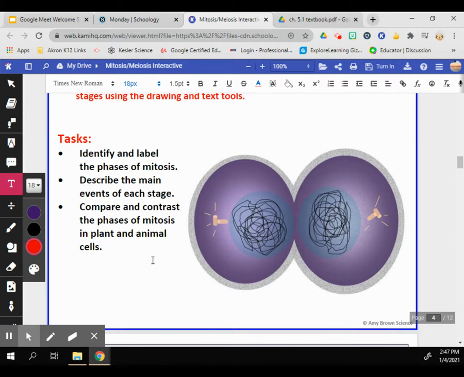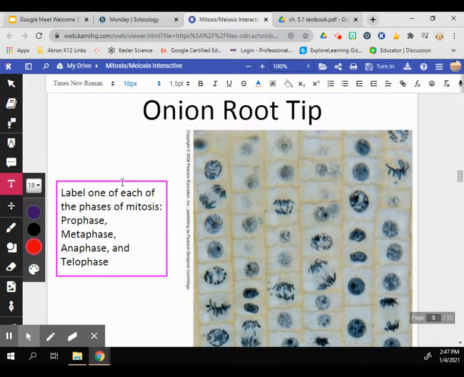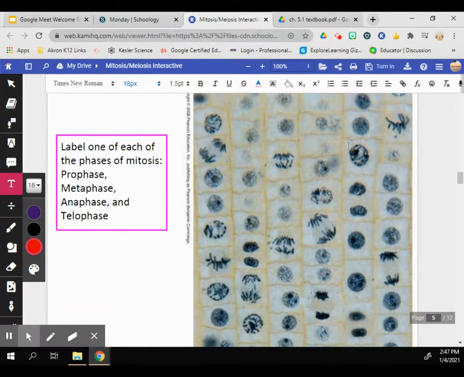And then you're going to compare and contrast a little bit between plant and animal cells. So let's go to the next page here. Here's some cells from the onion root tip. Now, the first thing I want you to do is go back and remember what's going on with the chromosomes in prophase, metaphase, anaphase, and telophase. Okay? You have to review what they're doing, because the dark parts in these cells are the chromosomes. So if you know where they're located or what they're doing in each of the phases, you should be able to identify them pretty easily.